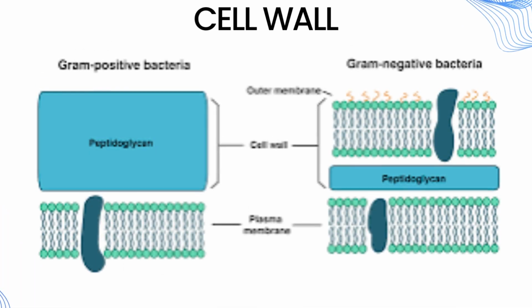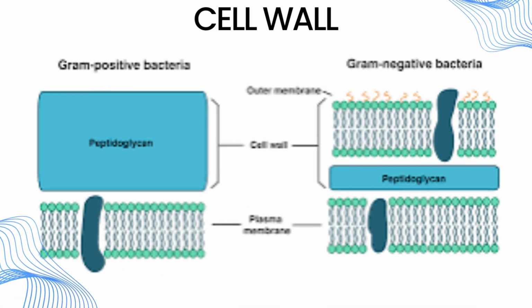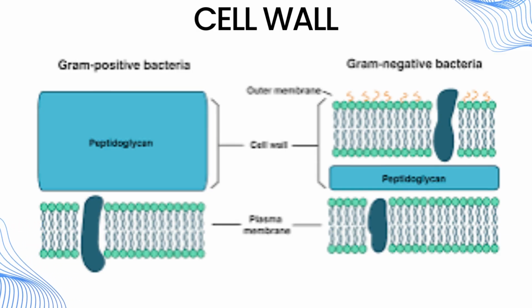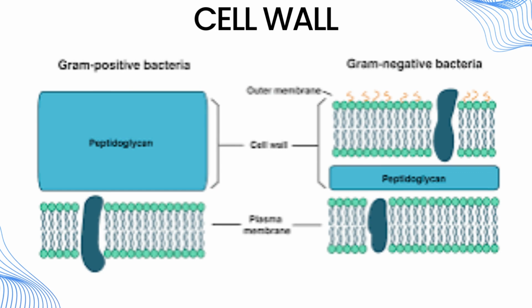The bacterial cell wall is a rigid outer layer that surrounds the cell membrane and gives the bacterium its shape, strength, and protection. It is one of the most important structures in a bacterial cell. The functions are: it provides structural support.